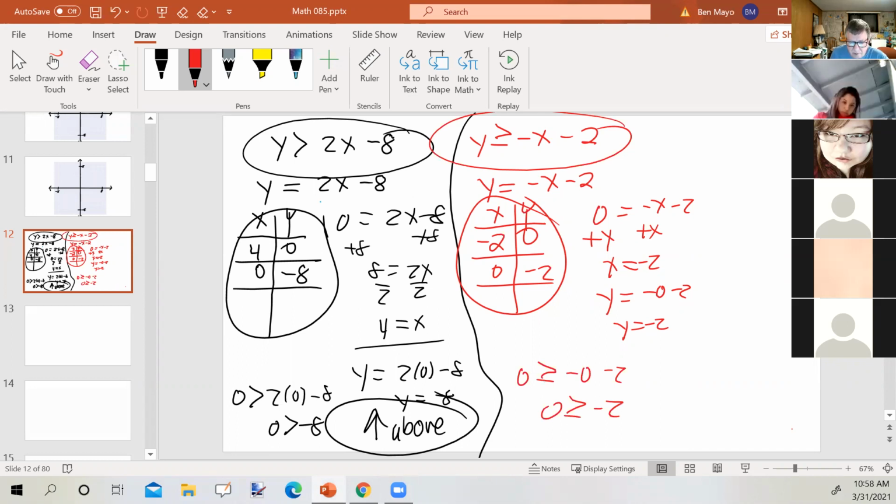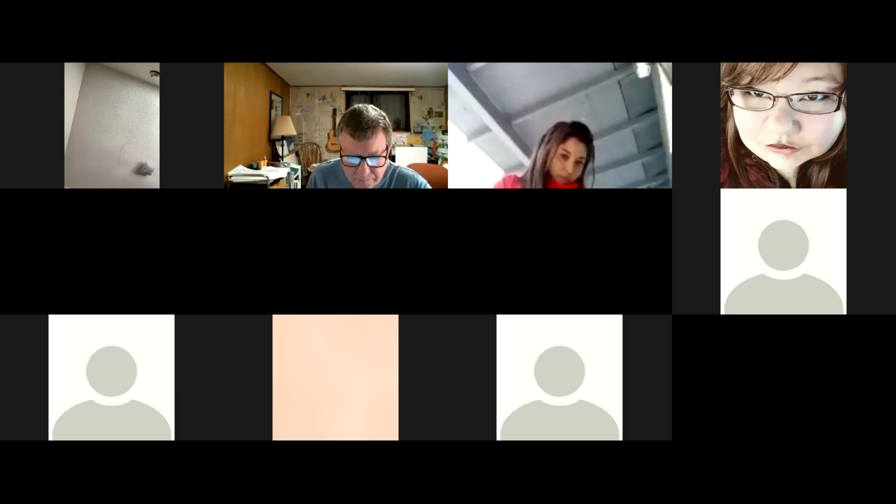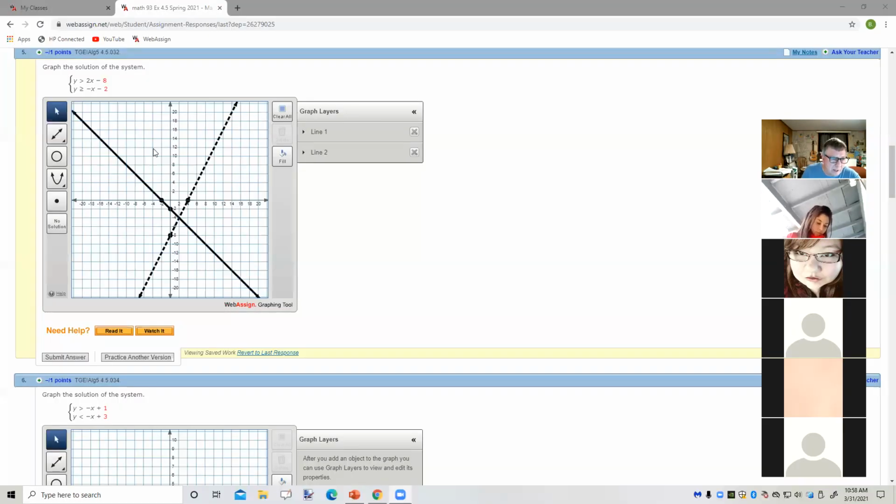Okay, so now for the dotted line, it would be these two. Let me show you. It would be those two. For the solid line, it would be those two. But where do they overlap? In that place right there.